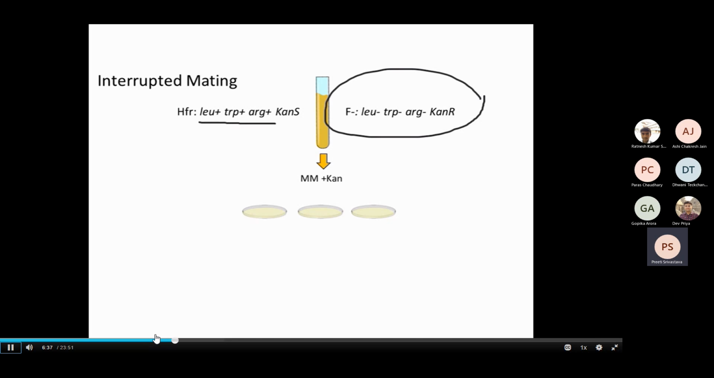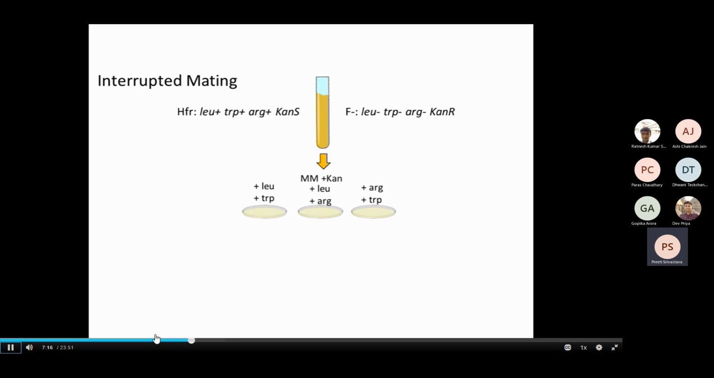So in order to do that, when we take our time point samples from this conjugation mixture, we need to select for the F- cells only and therefore get rid of the HFR cells. And we do that by adding kanamycin to the minimal media. And if we remember, the HFR cells are sensitive to kanamycin. So adding kanamycin to the minimal media on the different plates that we plate these out on is going to specifically kill the HFR cells, allowing us to select for the F- cells after conjugation.